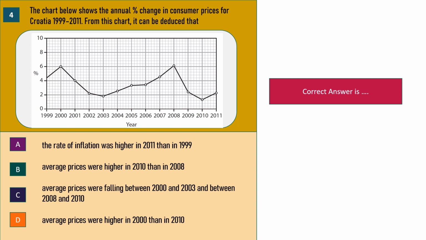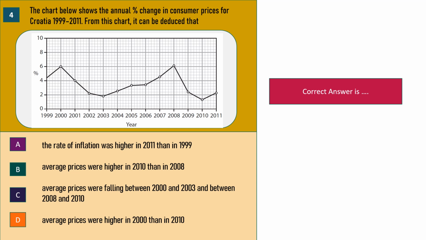So let's see the options. What conclusion can you derive from this figure is the question. Okay. So first option, rate of inflation was higher in 2011 than in 1999. Actually, only the percentage change in CPI is given, isn't it? They didn't give the CPI values. If we had CPI values, then we could calculate inflation. But they didn't give CPI values, so we can't check that based on this figure. So that's why option A is wrong.